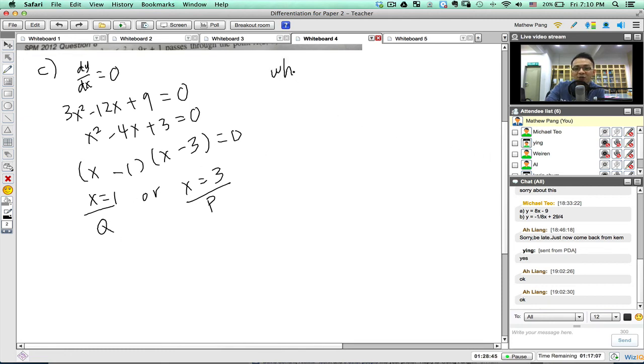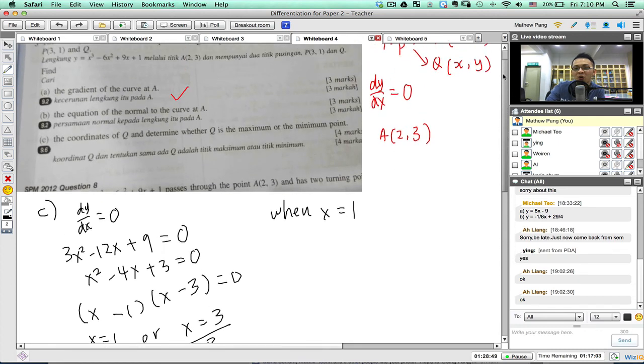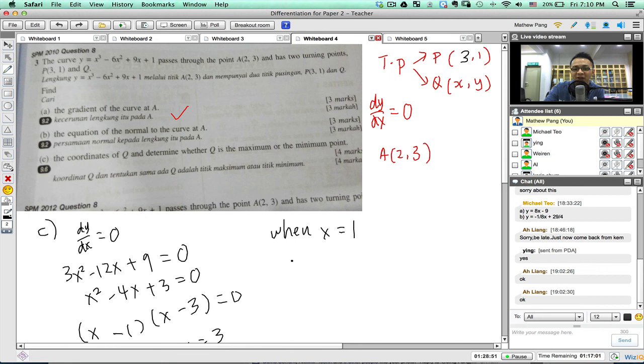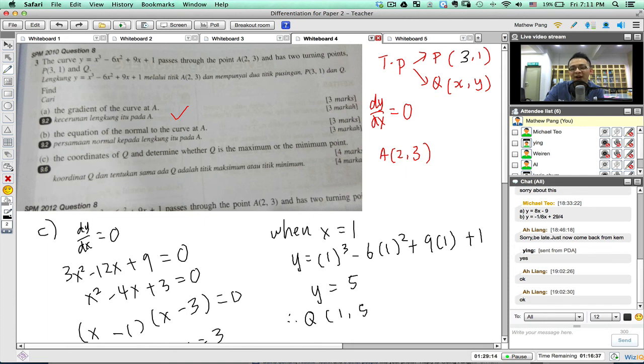When x equals 1, I want to find the coordinate. I must have x and y, right? So I use the equation for y at the top. y will equal 1 cubed minus 6 times 1 squared plus 9 times 1 plus 1. So basically y will equal 10 minus 5, which is 5. Therefore, coordinate Q is (1, 5).